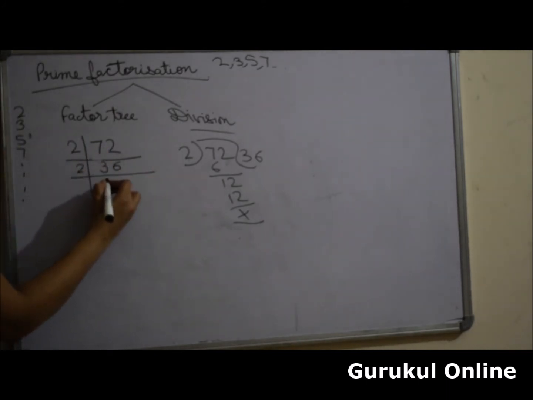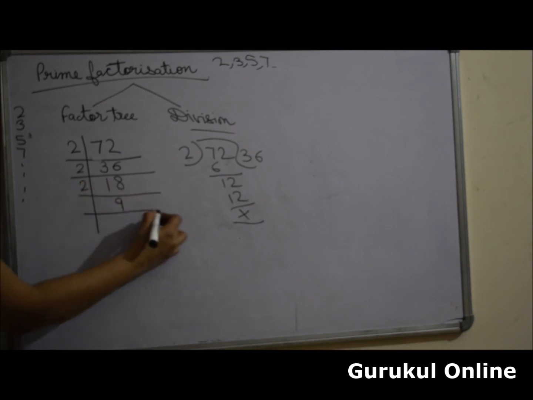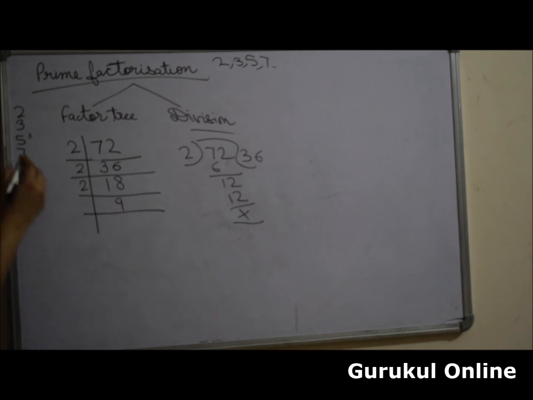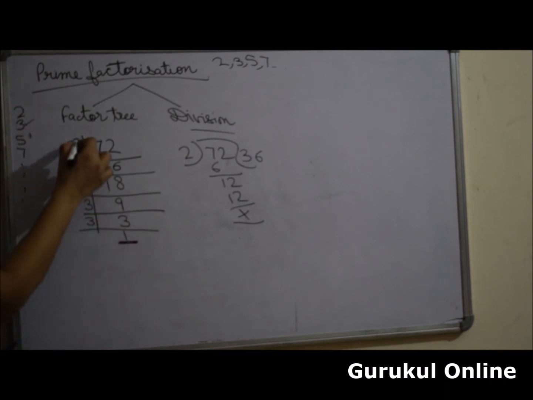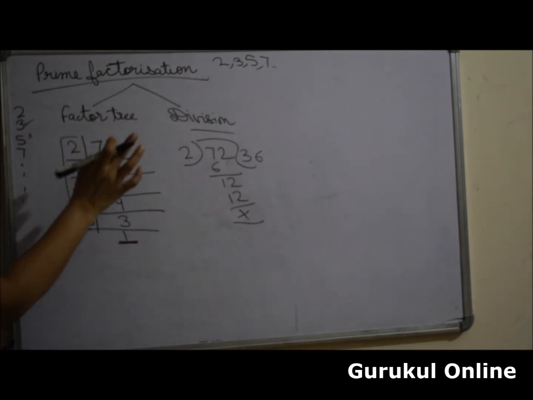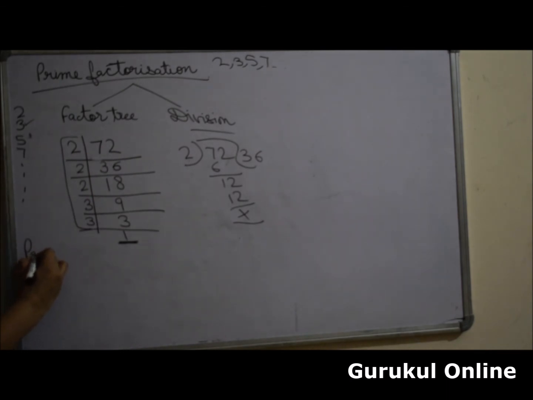Now further 2 ones are 2, remainder is 1, 1 and 6 will make 16, 2 eights are 16. Now it is again divisible by 2, 2 nines are 18. Now this is not divisible by 2. So the next prime number is 3. Yes, it is divisible by 3. 3 threes are 9. And then 3 ones are 3. We'll do it till we get 1 here. So all the numbers that we get here are the prime factors of 72. So this was the division method to check the prime factors.